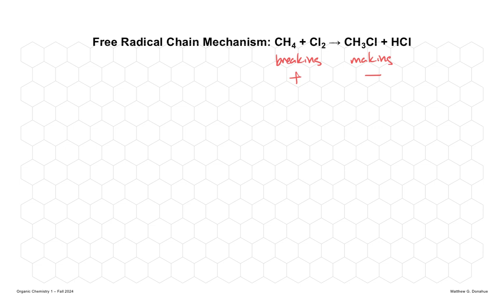So again, free radical. The radical is just the dot or the unpaired electron. The chain is specific to this type of mechanism. So there's sort of sub-steps that occur in this. And a chain basically means it's going to repeat and self-propagate. So there's some terms associated with that. And the first one is initiation.